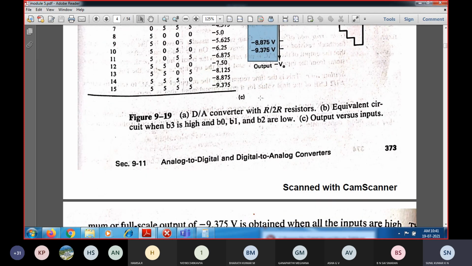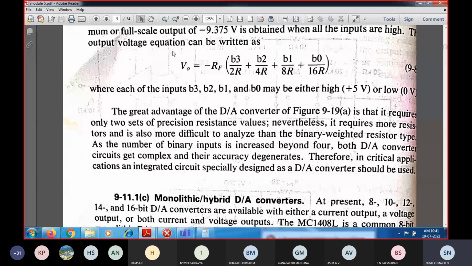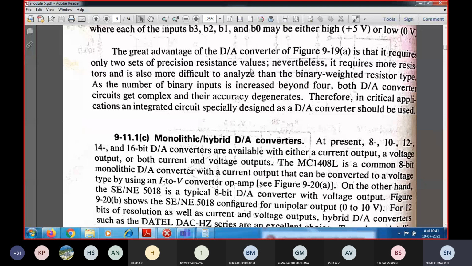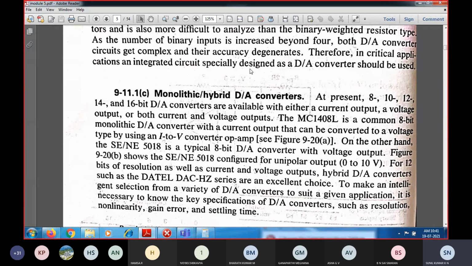So in this circuit, this is how you are going to find the output voltage. And it has become popular because only two resistors are used in this, and also the speed of the conversion is fast. So you go for the digital to analog converter, the R to 2R DAC. At present, there are various 8-bit, 10-bit, 12-bit, 14 and 16-bit digital to analog converters.